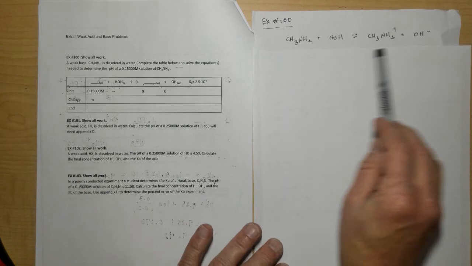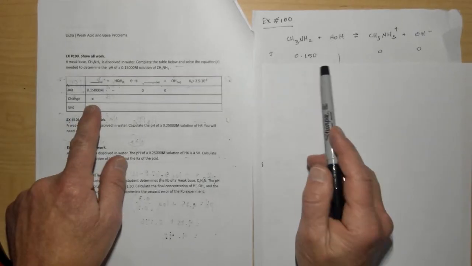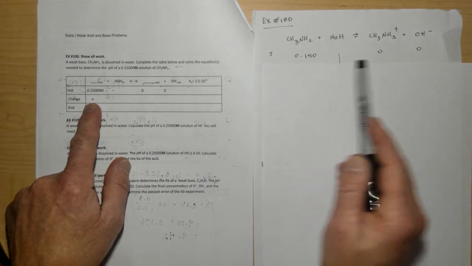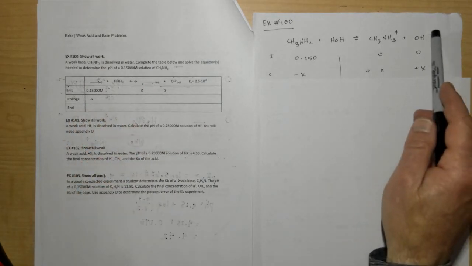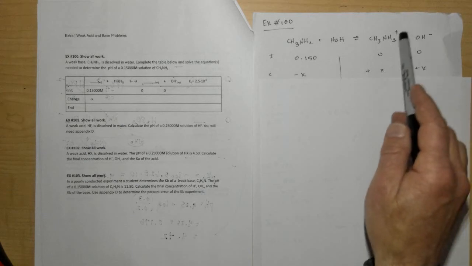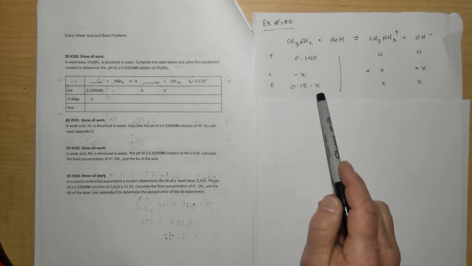So I rewrote the equation right here, and then I created an ICE table right here. Initially I have 0.15 molar, none of this and none of this. And then I will lose X, and I will gain X and gain X right here. If I wanted to find the pH, this would help me get into the pH square, so I'm going to look for that. And then I would end up with 0.15 minus X, X, and X right here.